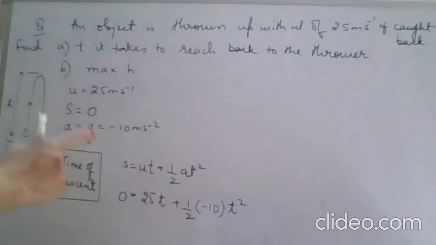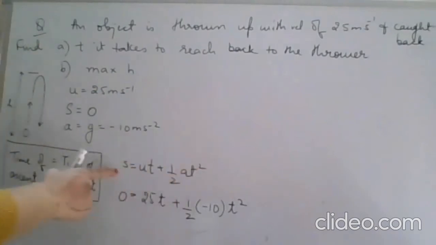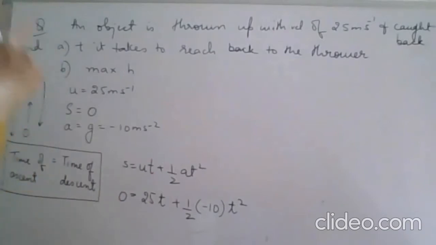ये टोटल टाइम है. टोटल टाइम it takes to reach back, क्योंकि हमने डिस्प्लेसमेंट 0 डाली है, जहां से फेंका वहीं वापस आ गया. तो इस इक्वेशन में जब आप डिस्प्लेसमेंट 0 डालोगे तो टाइम कौन सा आएगा? टोटल टाइम आएगा, ऊपर तक जाना और वापस आना.